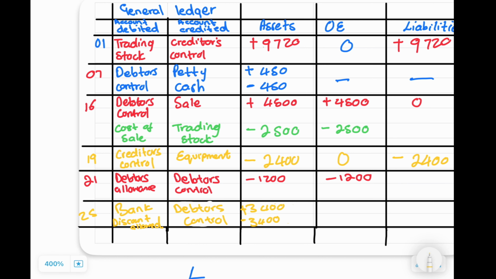Discount allowed. We said it is an expense account, and all expenses decrease owner's equity. Then we also have to show that our debtors control account decreased by 100 rands. If you have space, you can just write it underneath.